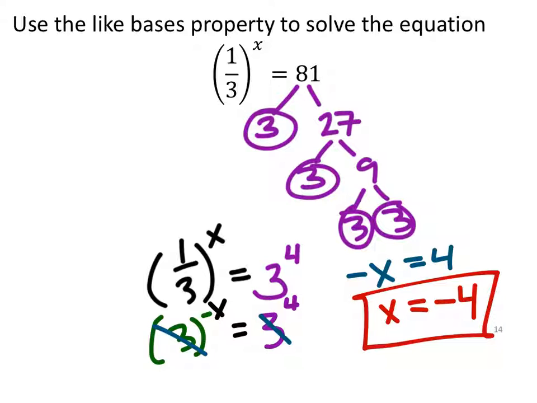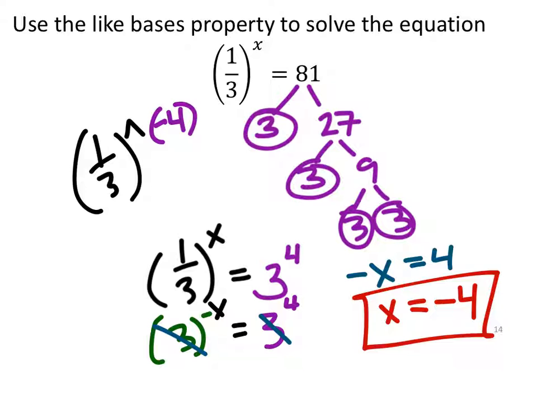So again, we could check this one. It would need the 1/3 in parentheses. And I would have in parentheses 1/3 on my calculator, but then I need an exponent of negative 4. And when I do that, I do get 81. So that checks out.